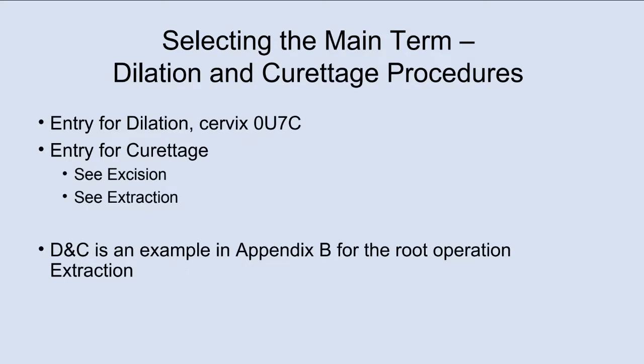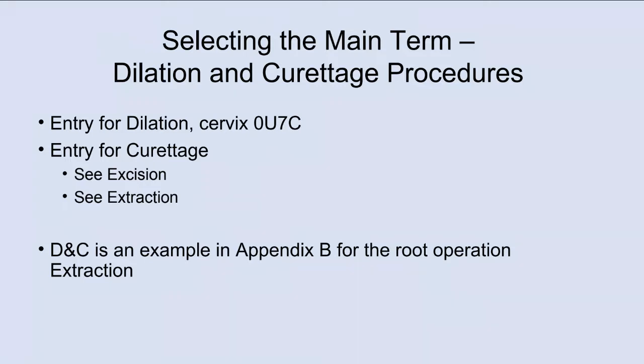So if you look up dilation, cervix, you get 0U7C. But the point is not the dilation. The point is what's needed. The dilation is what's needed in order to do the extraction of the tissue from the endometrium. The dilation just facilitates the extraction.